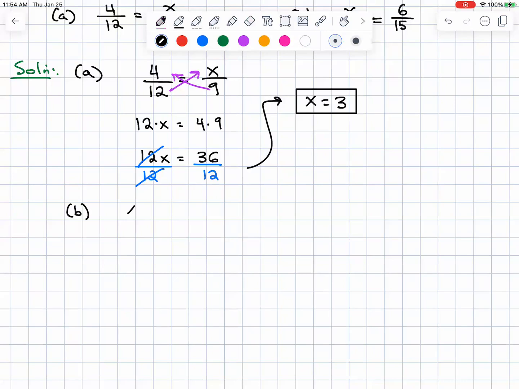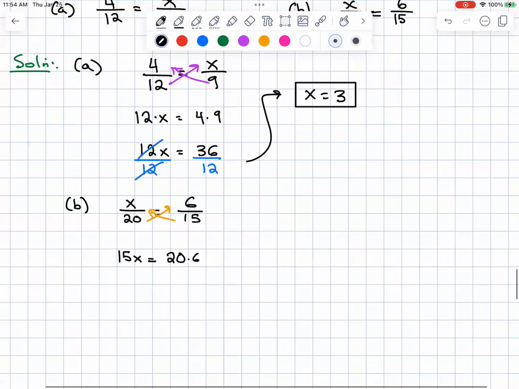B, x over 20 equals 6 over 15. Same thing. We've got a fraction equals a fraction. And so we're going to cross multiply. And you get 15 times x, or 15x, equals 20 times 6, or 6 times 20. It doesn't matter whichever way you want to do it. If you feel comfortable skipping some arithmetic, some algebra, please feel free to ask. And so that should be 120, right? So we get 15x equals 120.